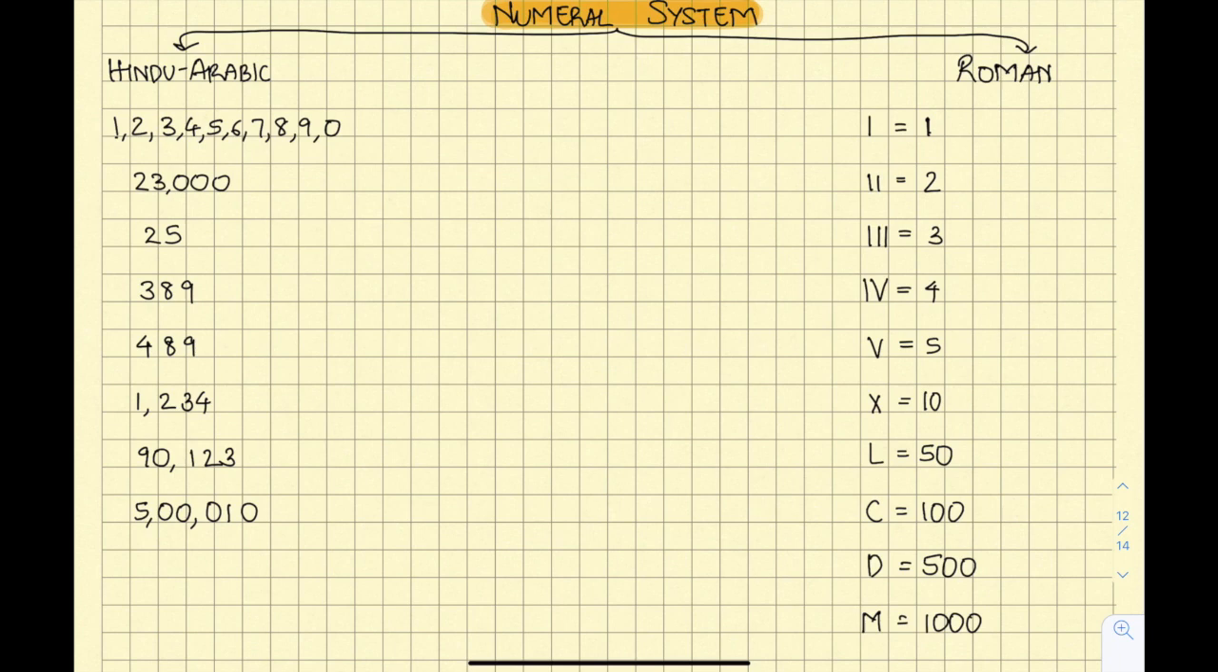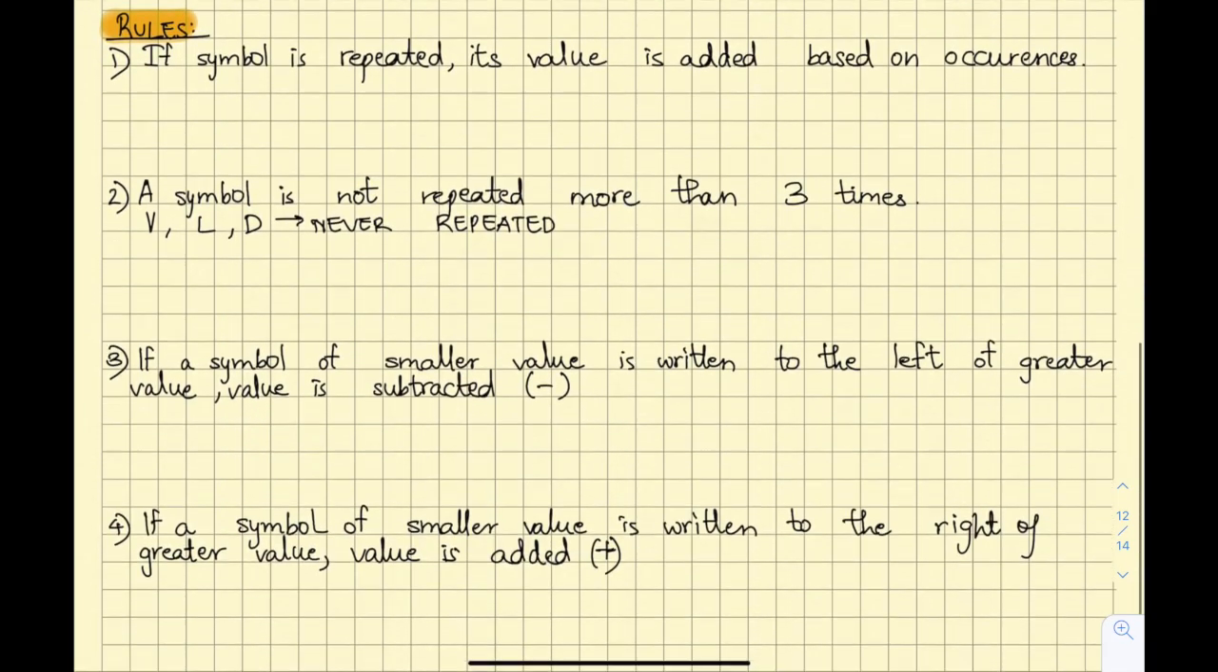Now, how to write these Roman numerals accurately and correctly, we are going to see further. There are certain rules which are really very simple. The first rule says if a symbol is repeated, its value is added based on occurrences. For example, if I write only one I, this means 1. But if I write I 2 times, it means 2. If I write it 3 times, it is 3.